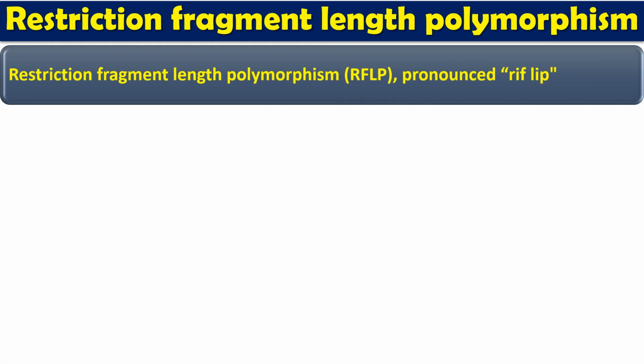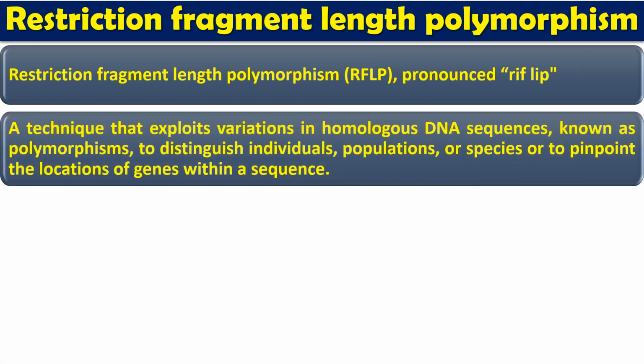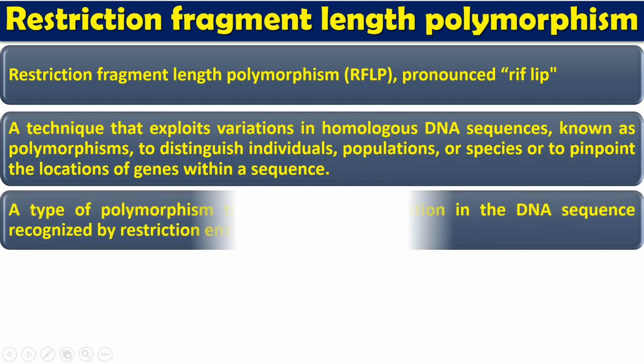If you see the name, it is called restriction fragment length polymorphism, meaning in this case we are going to use restriction. First, what is this? This is a technique which exploits the variation in homologous DNA sequences, that is called polymorphism. The different kinds of variation in the homologous gene sequences are called polymorphism, and they normally differ in different individuals, populations, and species. So on the basis of this polymorphic DNA, which is present on the chromosome at a specific location, we are going to differentiate.